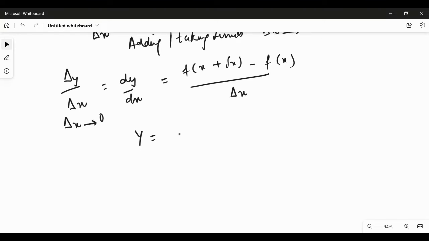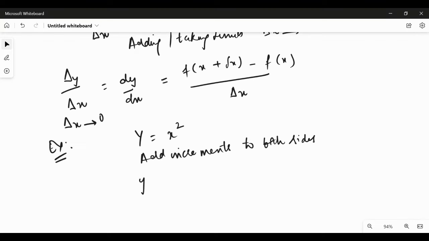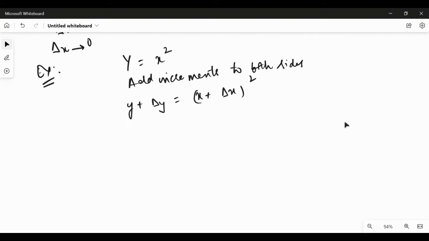So let's take y is equal to x square. Whenever we take y is equal to x square, what next step will we do? We will add increments to both sides. This is y plus delta y is equal to x plus delta x whole square. Now we will open this by applying the formula a plus b whole square. What I will get is y plus delta y is equal to x square plus delta x square plus 2 into x into delta x.